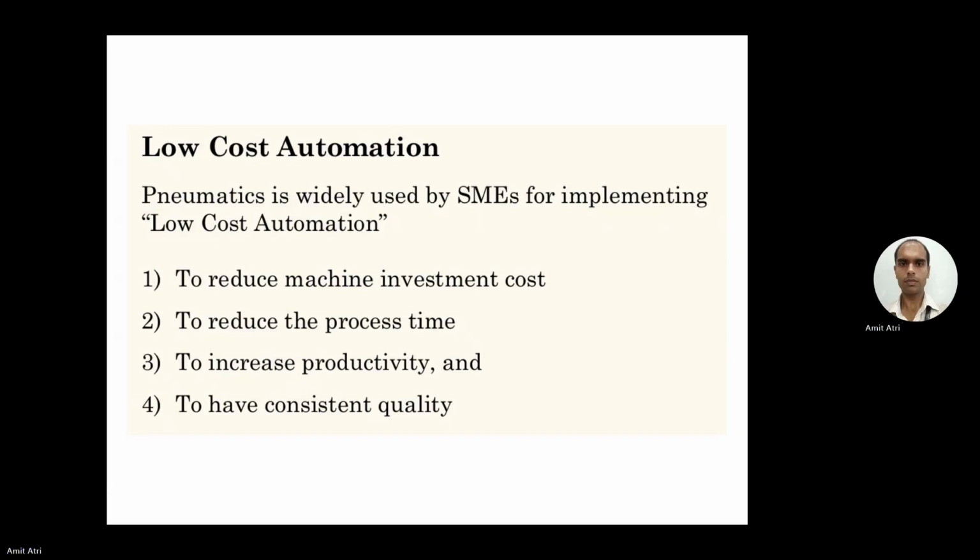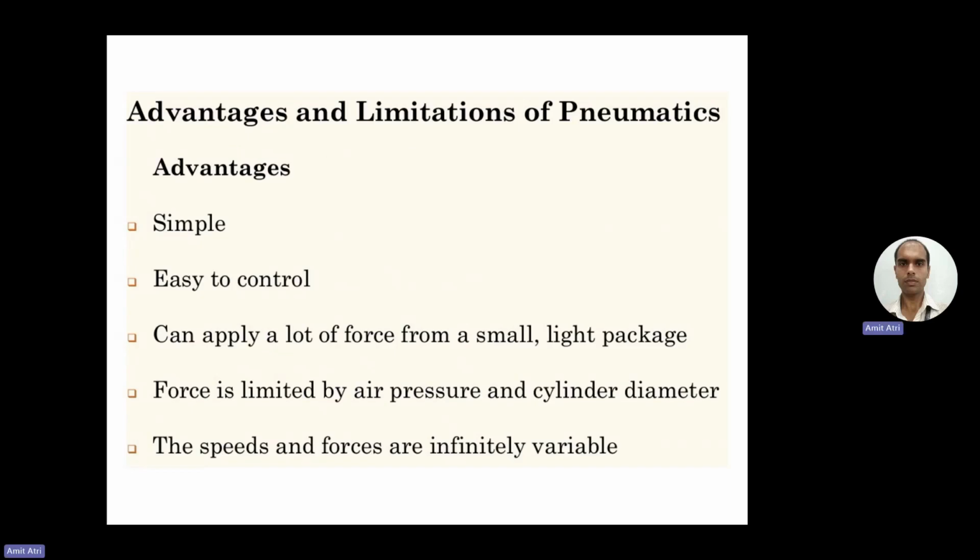Low cost automation. Now we are coming to the field of automation where we are using these pneumatics. Pneumatics is widely used by SMEs for implementing low cost automation. It also gives the advantage that the cost of the automated system using pneumatics is less. It is used for reducing machine investment cost, reducing process time, increasing productivity, and having consistent quality. Now coming to the advantages and limitations of pneumatics.